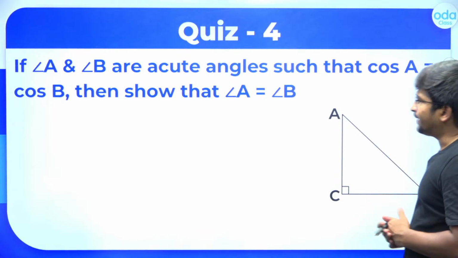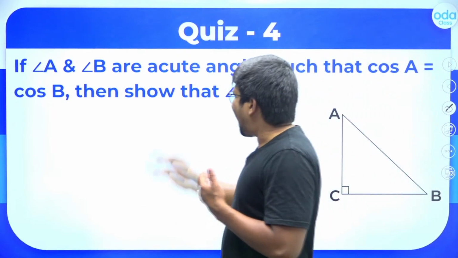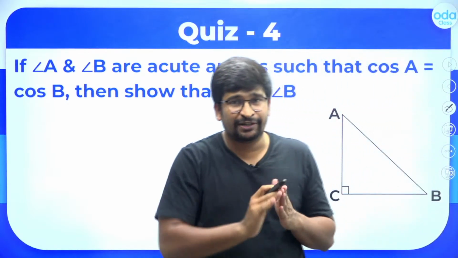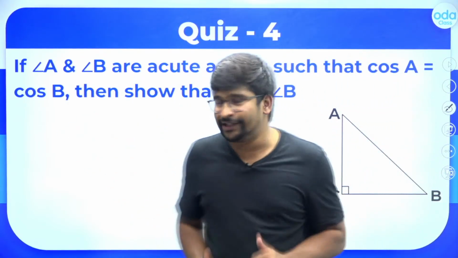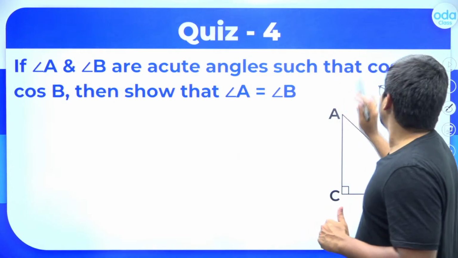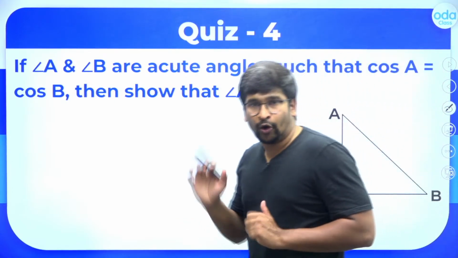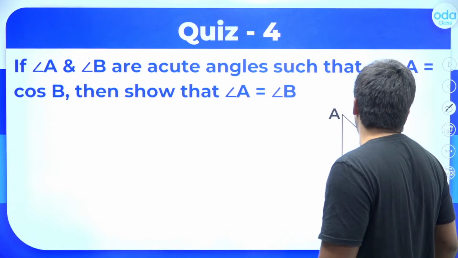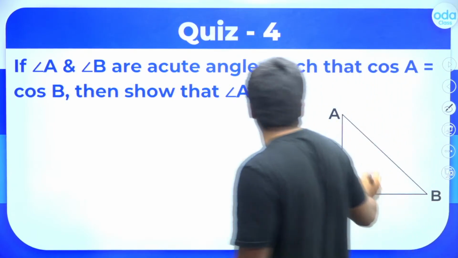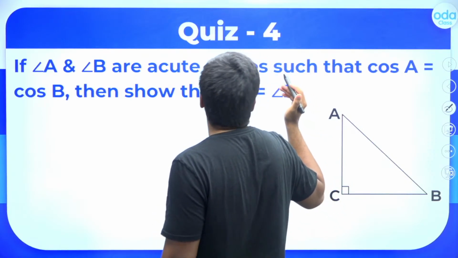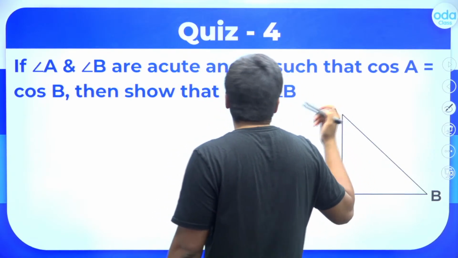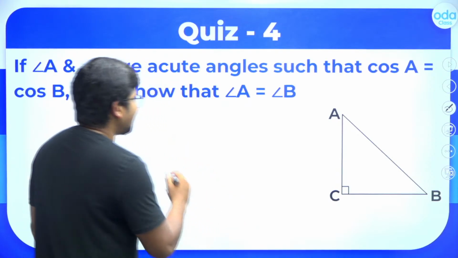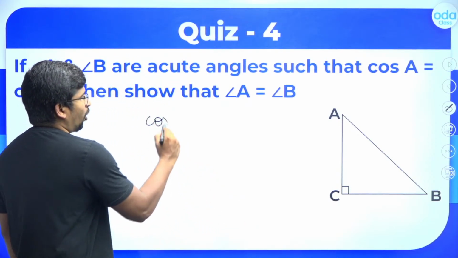Alright. Now the next question: if angle A and angle B are acute angles, acute means it should lie between 0 and 90 degrees, all of you know this, such that cos A is equal to cos B, then show that angle A is equal to angle B. So let's consider a triangle like this with ABC. So what is cos A in this triangle? Let's take cos A in this triangle. What will be cos A?